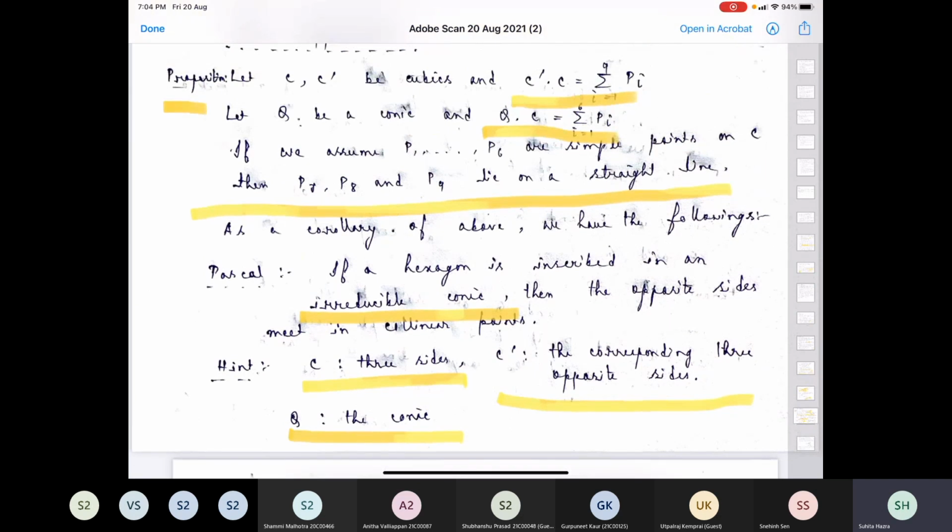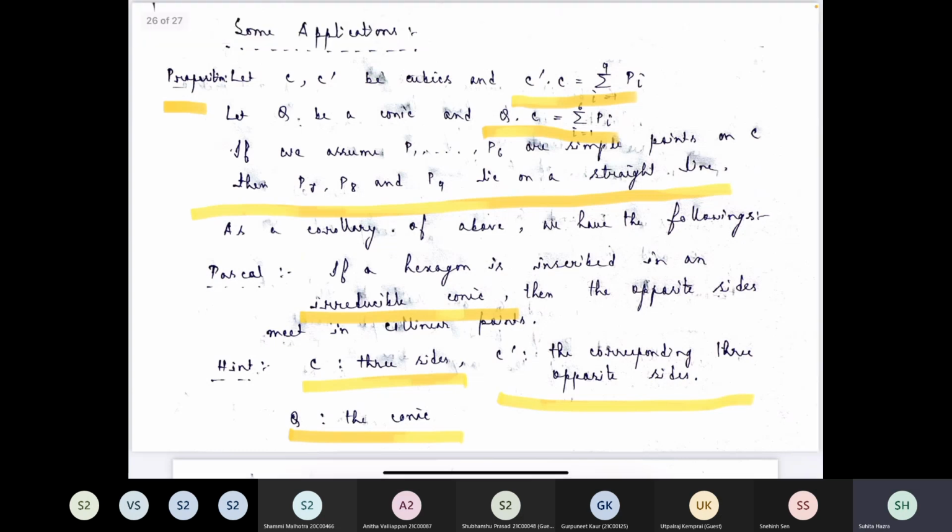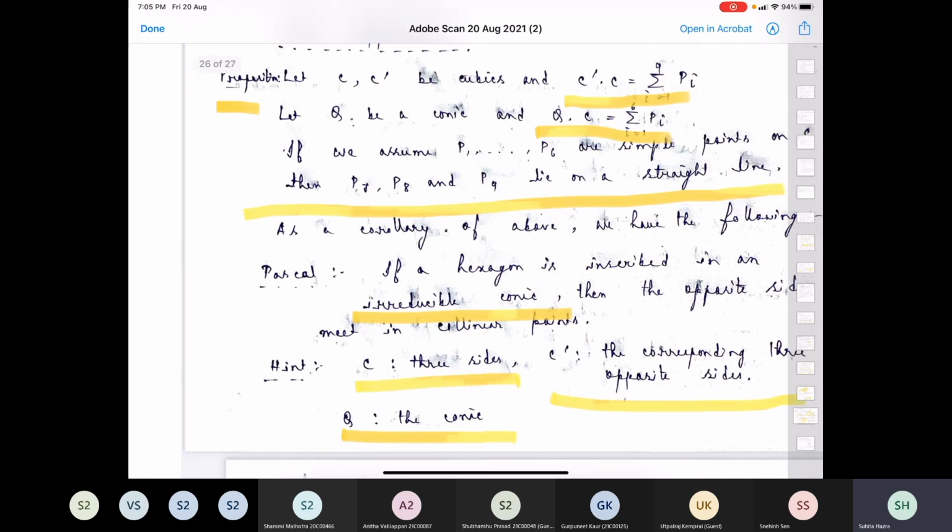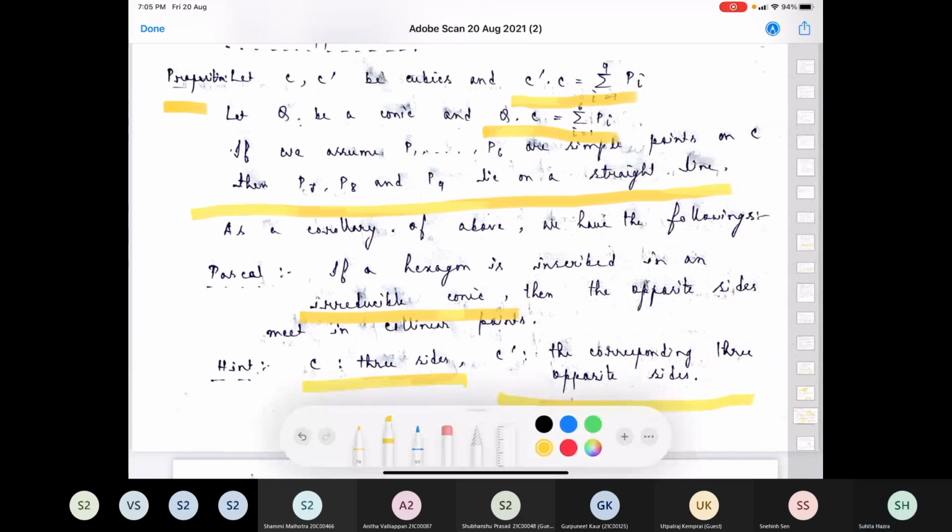Now you use the previous proposition. What it says now, C dash dot C is the summation of Pi. You have the 9 points. And since the hexagon is inscribed in the irreducible conic, Q dot C is nothing but the 6 points of those Pi. Any 6 points you can name by 1 to 6, the first six. So what remains? The remaining points are p7, p8, p9, and these are collinear. This means p7, p8, p9 lie in a straight line.